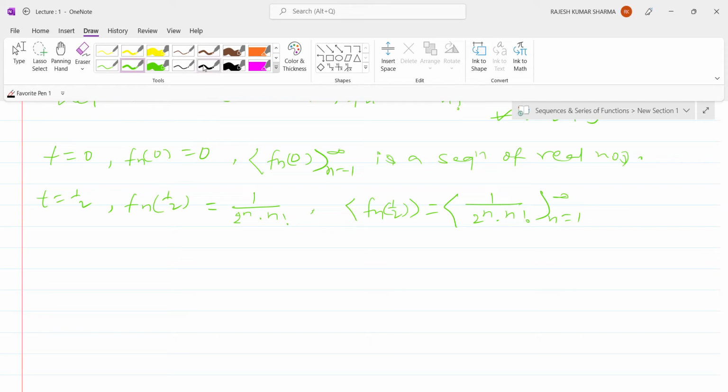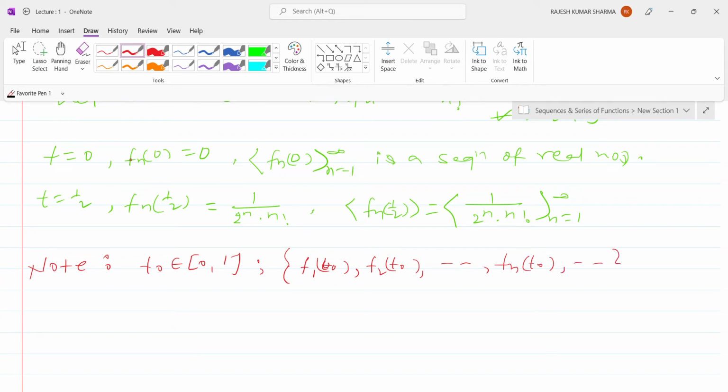Note that for any t naught belonging to the closed interval [0,1], the sequence f1(t naught), f2(t naught), up to fn(t naught), is a sequence of real numbers.